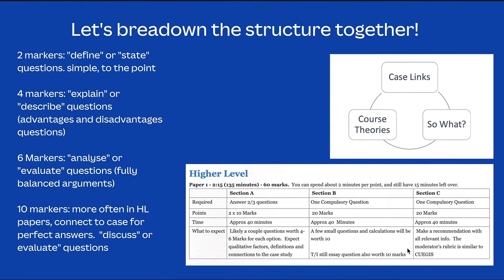So let's quickly start off by breaking down the structure of this paper. The paper itself, as I mentioned, will have 3 sections. You will have 2 markers, 4 markers, 6 markers, and 10 markers. You can also have 9 and 12 markers, but it's most commonly told that 2, 4, 6, 10 are usually the marks that are given to the questions in paper 1.